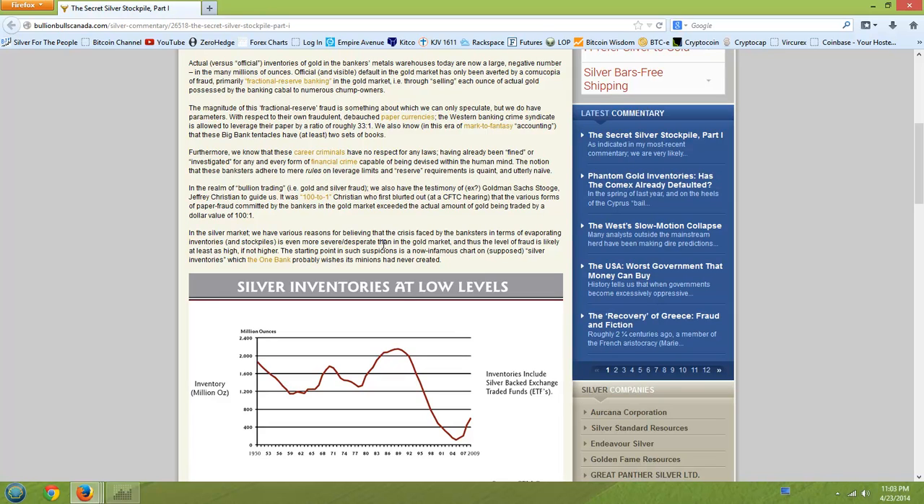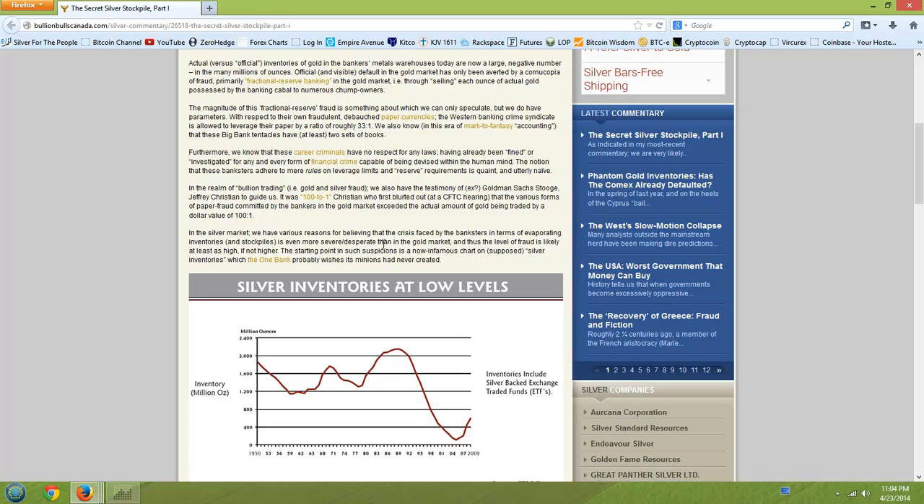With respect to their own fraudulent debauched paper currencies, the Western Banking Crime Syndicate is allowed to leverage their paper by a ratio of roughly 33-1. We also know in this area of mark to fantasy accounting that these big bank tentacles have at least two sets of books. Furthermore, we know that these career criminals have no respect for any laws, having already been fined or investigated for any and every form of financial crime capable of being devised within the human mind. The notion that these banksters adhere to mere rules on leverage limits and reserve requirements is quaint and utterly naive.